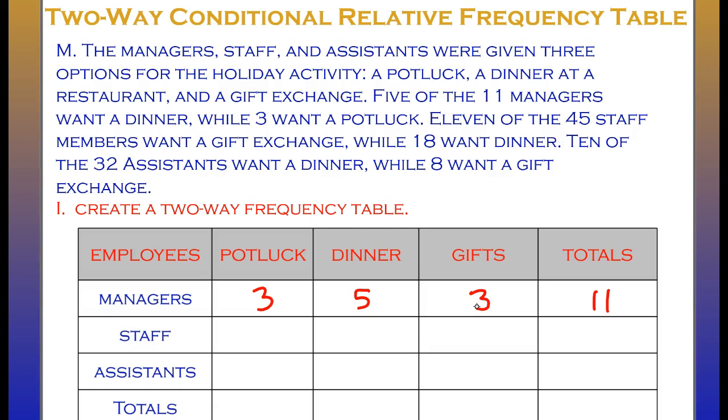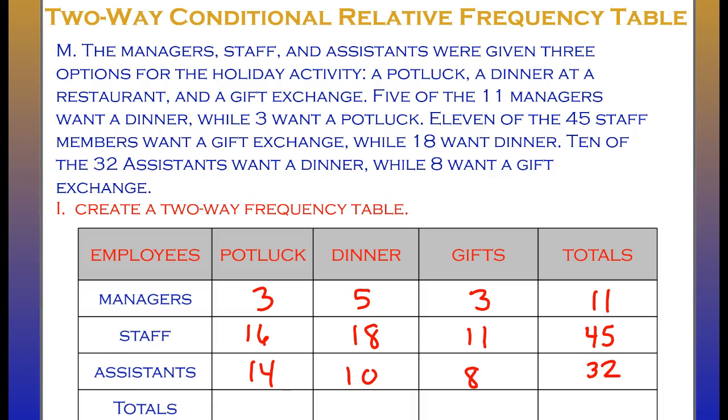It says 11 of the 45 staff members, so staff members was 45, 11 of them wanted a gift exchange, while 18 wanted a dinner. So I know that 18 plus 11 is 29. If I subtract that from 45, I get a total of 16. Then it says 10 of the 32 assistants, so I had 32 total assistants. 10 of them wanted a dinner, while 8 wanted a gift exchange. 10 plus 8 is 18. Subtract that, you get 14 for the potluck.